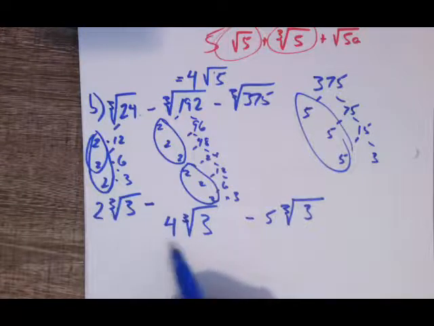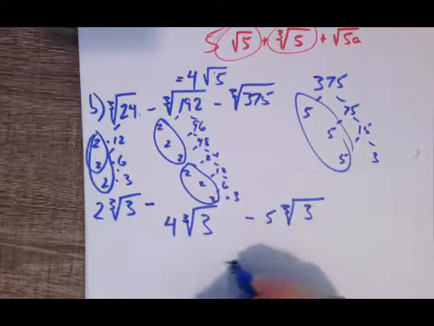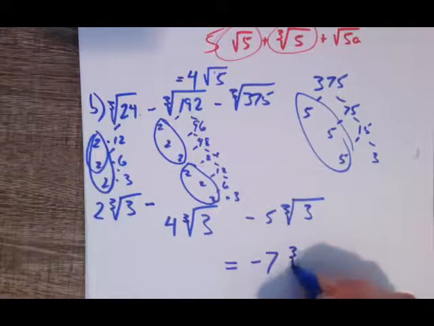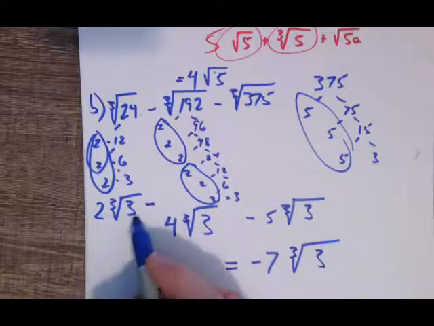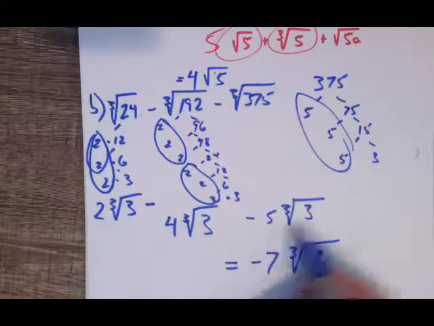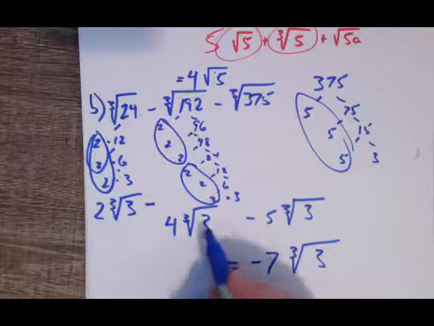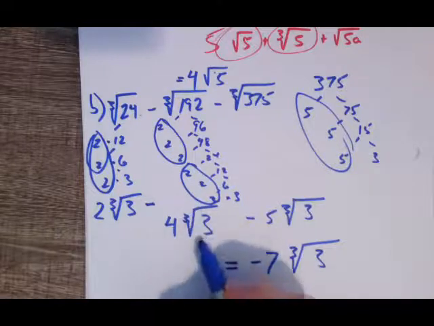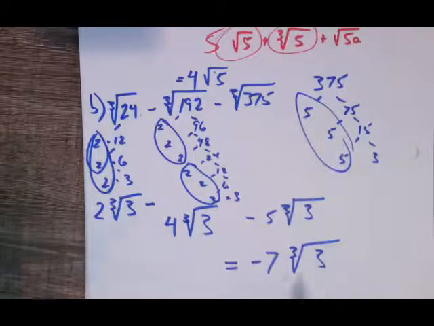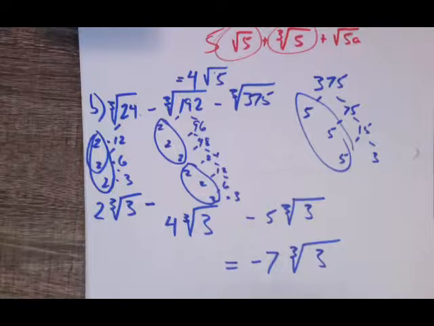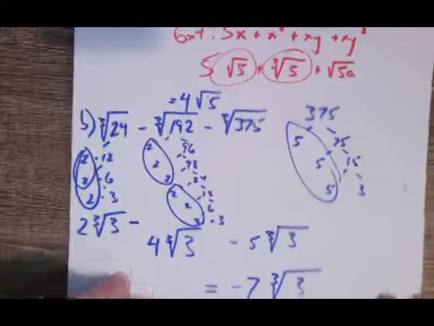2 minus 4 is negative 2. Negative 2 minus 5, negative 7. These are exactly the same: cube root 3, cube root 3, cube root 3. If there's an a in there, or a square root 3, or a sixth root 3, or whatever, it's different. Negative 7, cube root 3. All right. Next one.